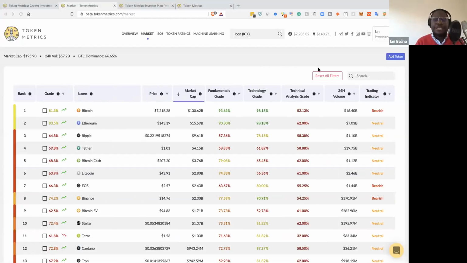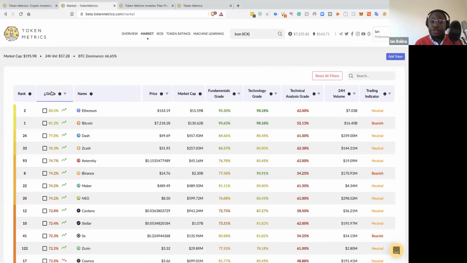So you have to look at everything from a holistic point of view, because sometimes the grades could tell you two different things, but also be telling you the same thing at the same time. So for example, for me, my favorite part of Tokenomics is the overall grade, which tells you everything put into one single holistic grade. However, a trading indicator could tell you it's bearish on a particular cryptocurrency. So it tells you it's bearish or it's time to sell.